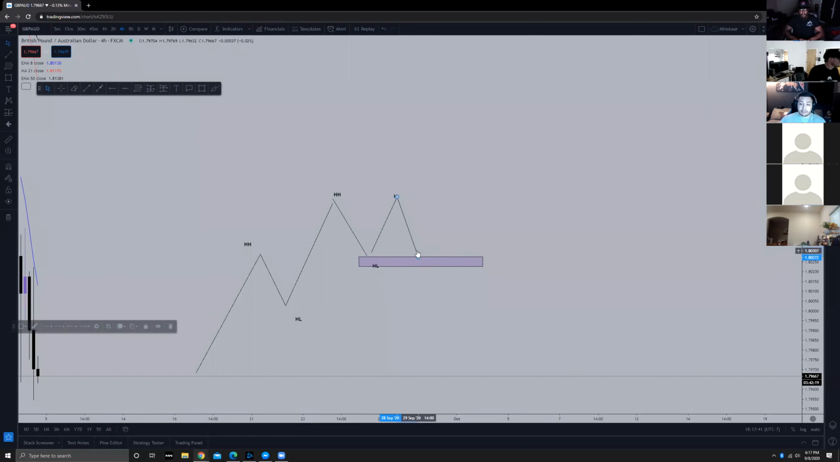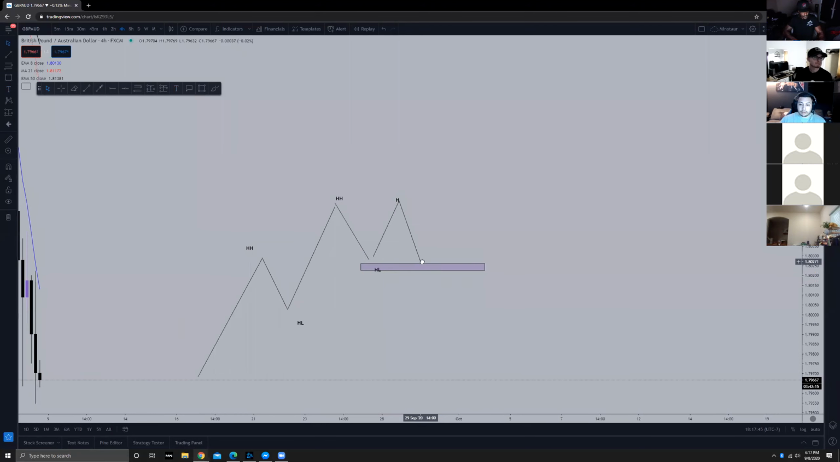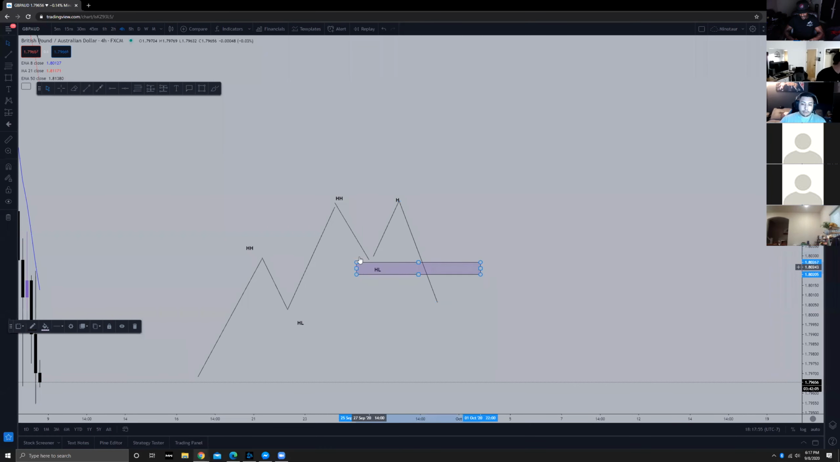So what happens if, for example, this low, okay, come on now. What happens if this one crosses here? Then we've got a break of structure. So if it breaks the previous low in an uptrend, if the previous low is broken, then it is considered a break of structure. A break of structure is when we transition, for example, from uptrend to downtrend or downtrend to uptrend. So we'll go ahead and label that.